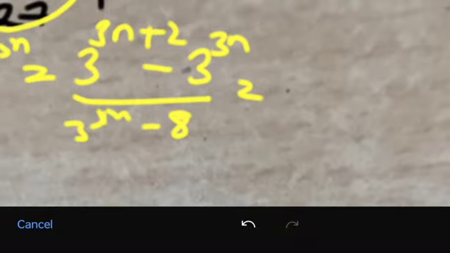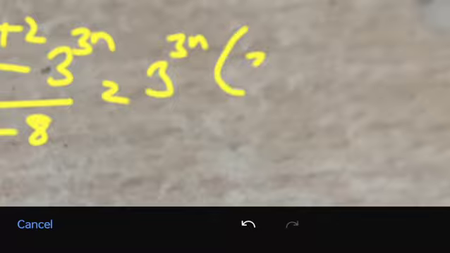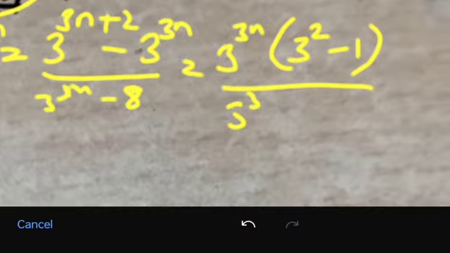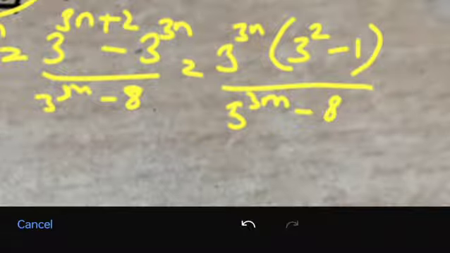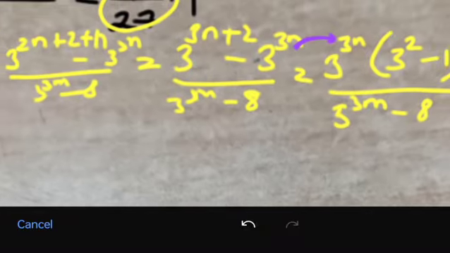Now you can take 3 raised to the power 3 as common, right? So 3 raised to the power 3 we take common. The thing we got is 3 square here and 1 here. And we got 3 raised to the power 3m minus 8. So now you might be wondering how I took common. So see, by keeping your mind very focused.